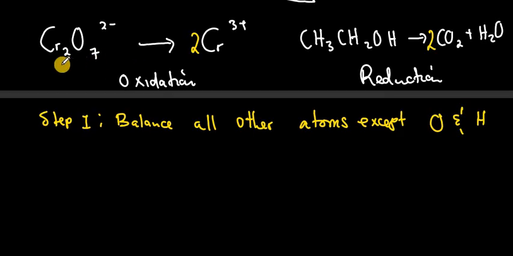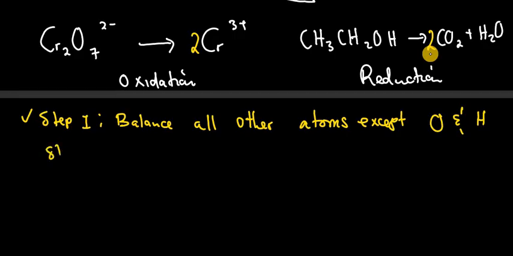So chromium is the only new thing there if we ignore oxygen. There are 2 here and 1 there, so no wonder we have put a 2 this side. We have 2 carbons on the reactant side. We had 1, so no wonder we're putting a 2 to balance the carbon atoms. Step 1 has been accomplished.